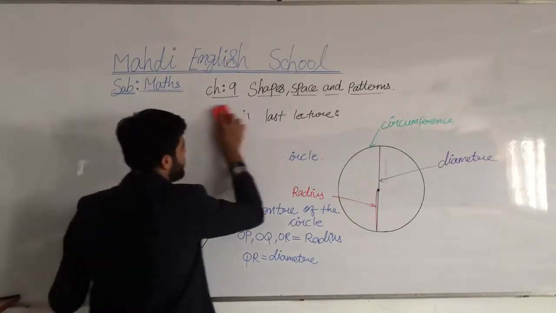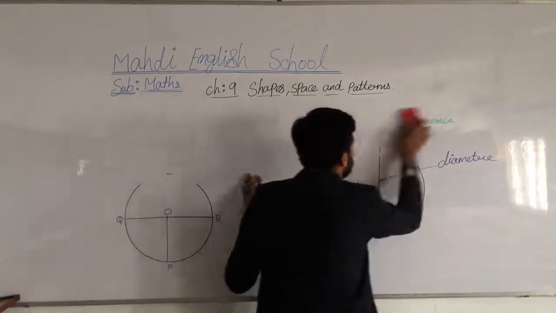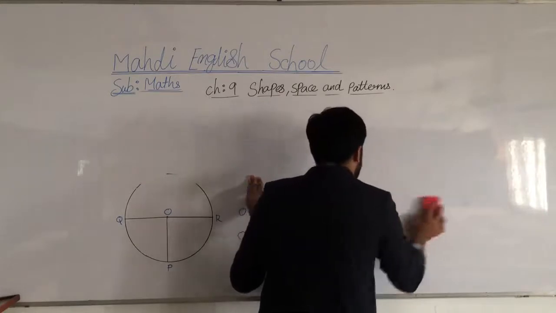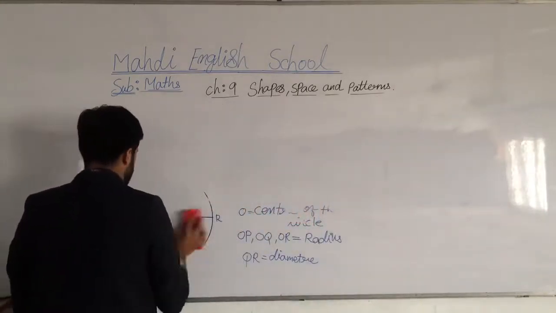We have to construct. What is the meaning of construct? Construct means make. We have to make one circle with the help of the rounder or the compass, means the geometry box.